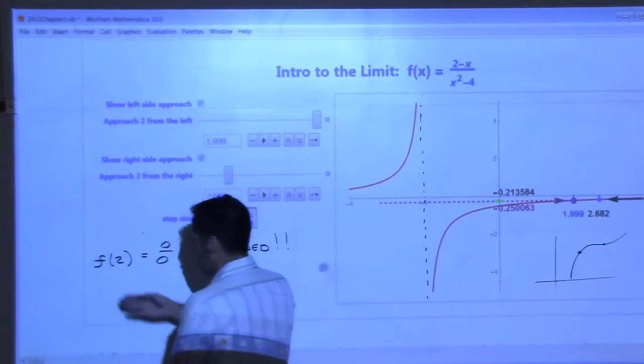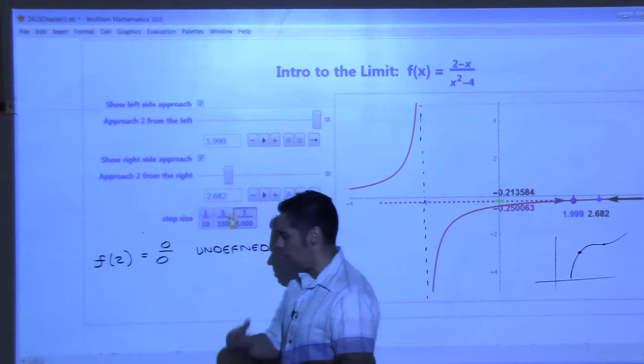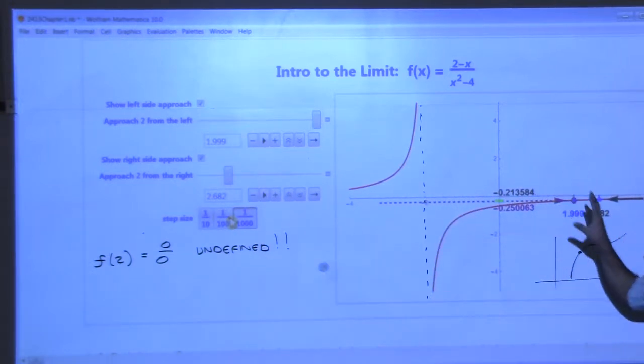Why don't you write the left and right hand limits down on your own? And let's just use the number that we think it is. Make sure that you're writing it down with the correct notation. I'll put the answers up here.